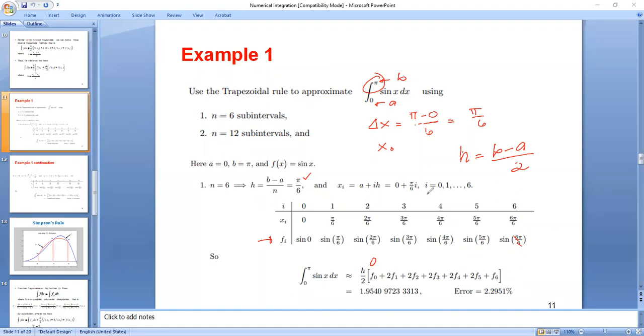Miss, in my calculator, I think it says 2 here. The calculator has an error of 2. Yes, miss. So more or less, that's the error.